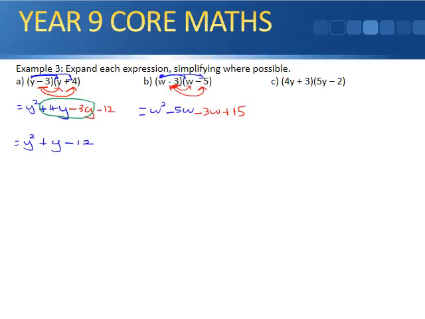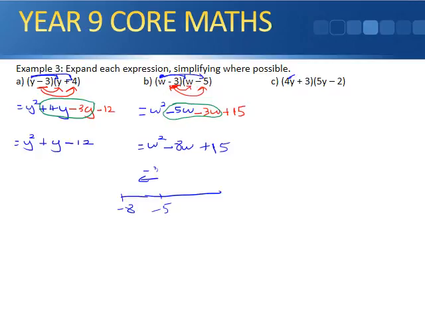Collect your like terms if there's any. There are. Negative 5w minus another 3w. So w squared stays as it is. This becomes negative 8w, because if we're at negative 5 and we've got to go negative 3, we've got to move that way, we've got to go to negative 8. Plus your 15.